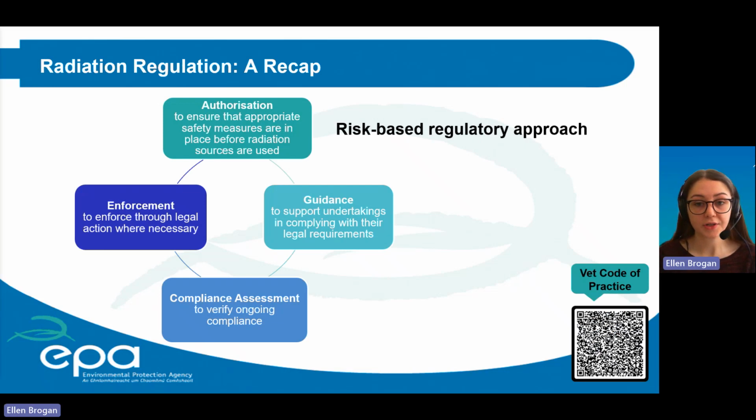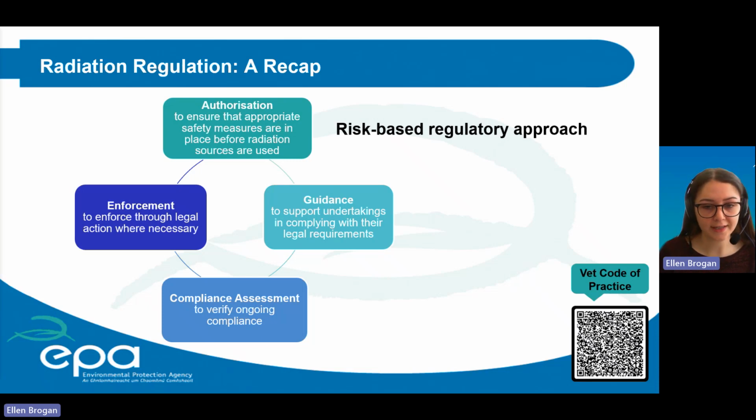So last week I discussed the risk-based approach, which underlines the EPA's regulatory approach towards the use of ionizing radiation. Regulatory control is really intended to ensure that the risks associated with a radiological practice are effectively managed on an ongoing basis. So the risk-based approach means the greatest regulatory effort is directed towards higher risk activities. And this really informs each of the four elements of the regulatory system, as illustrated on this slide.